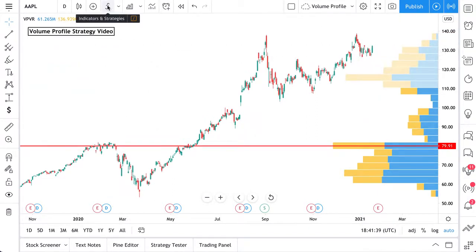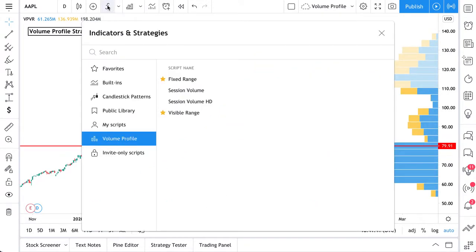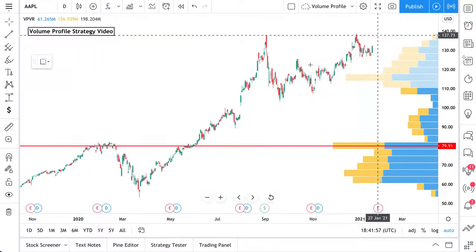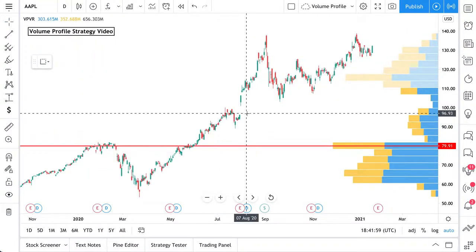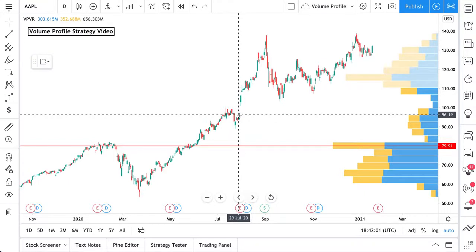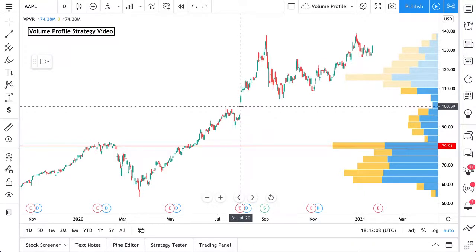So watch our mouse here. This is our indicators and strategies menu. We click it, we open up the menu, we go to volume profile and click. And then, of course, we have the volume profiles right here that we want to select. Right now, we already have visible range on the chart. So why don't we also add a fixed range? And with the fixed range volume profile tool, we can simply select a starting point and an ending point.